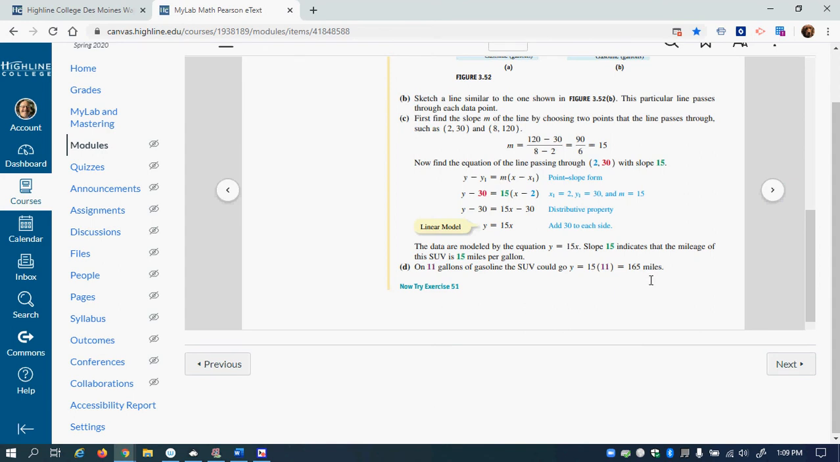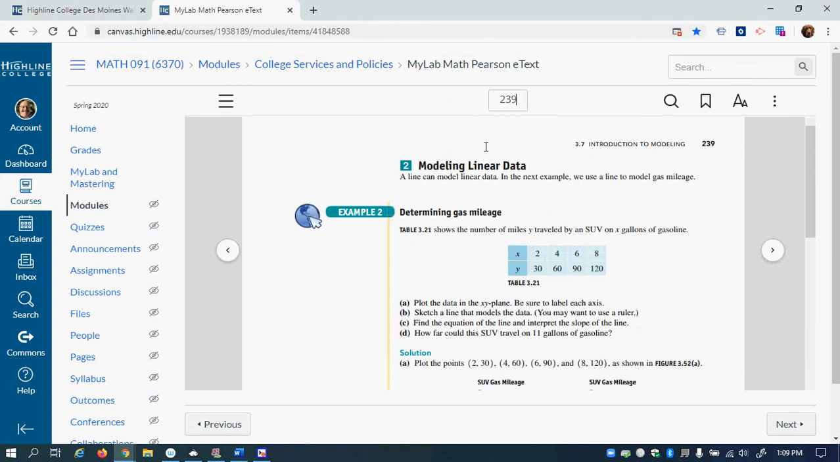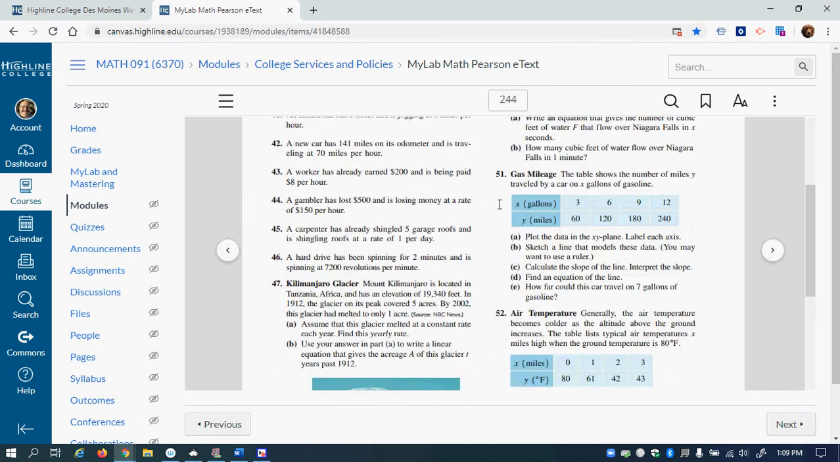So let's do the same thing with problem number 51. Let's go to that page, which is on page 244. Here's 51. It's gas mileage again. The table shows the gas mileage, so we'll make sure we write that down, and we're going to plot it. I'm plotting this table on a calculator, which I'll show you how to do later, but you should do this on regular paper. Go ahead and graph this on regular paper.